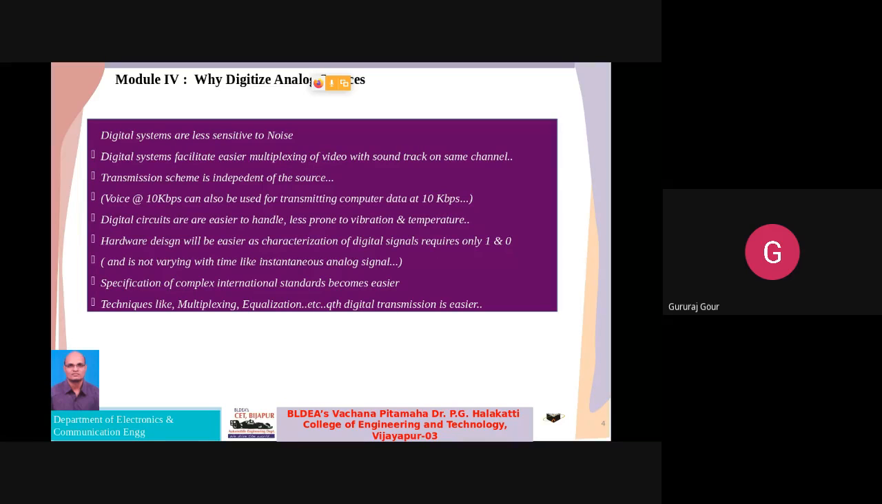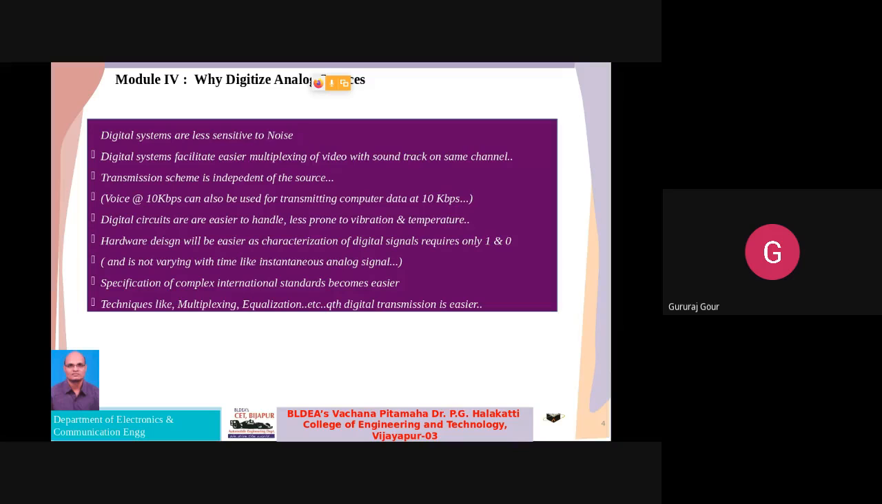That is another genuine reason we can quote. That's how I can tell it is going to provide a large bandwidth, so that it can accommodate more pieces of information, different types of data we can send. Transmission scheme is independent of source. So that's another important property.